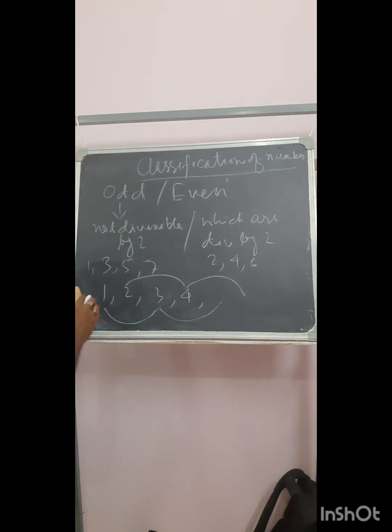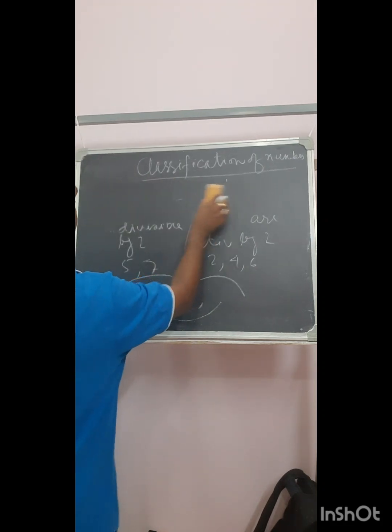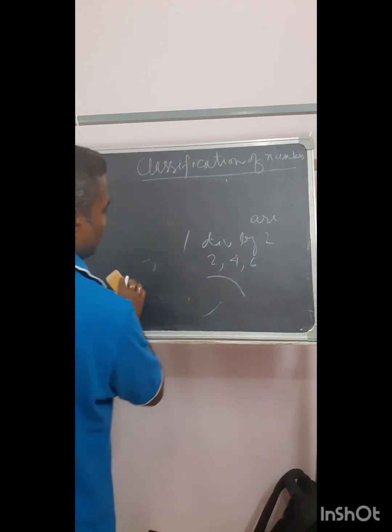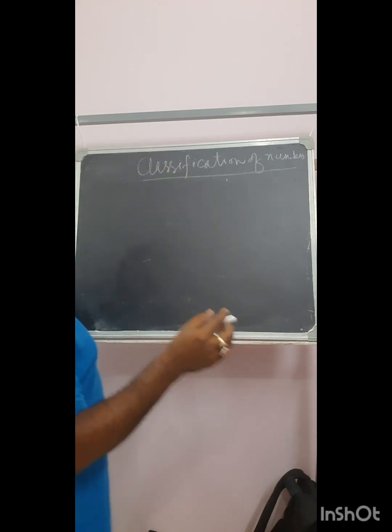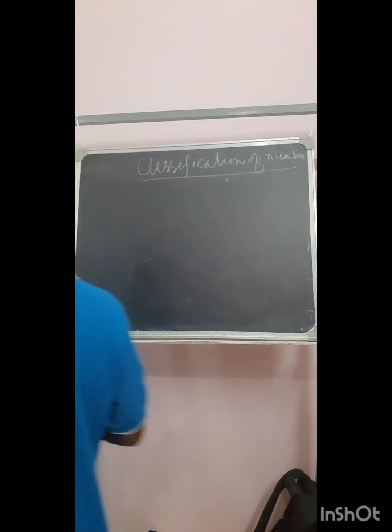Okay, so you can say the difference between a consecutive odd number and even number is always 1, or between two consecutive odd numbers or two consecutive even numbers, the difference is 2. So these are the properties. It is very easy to understand.